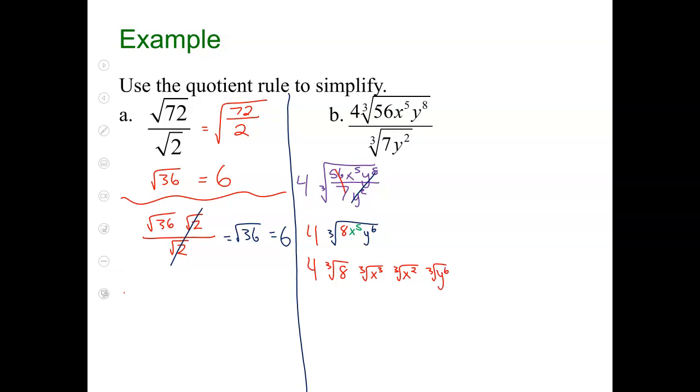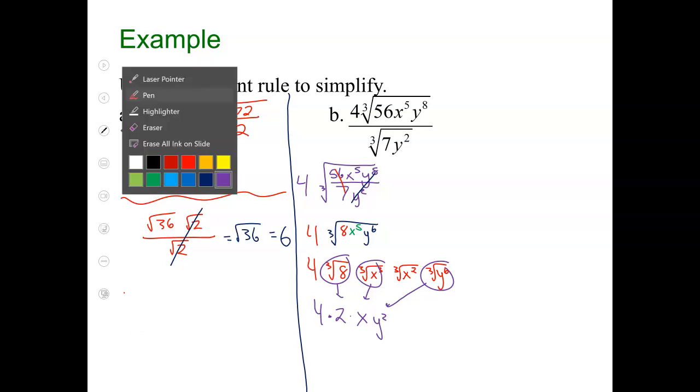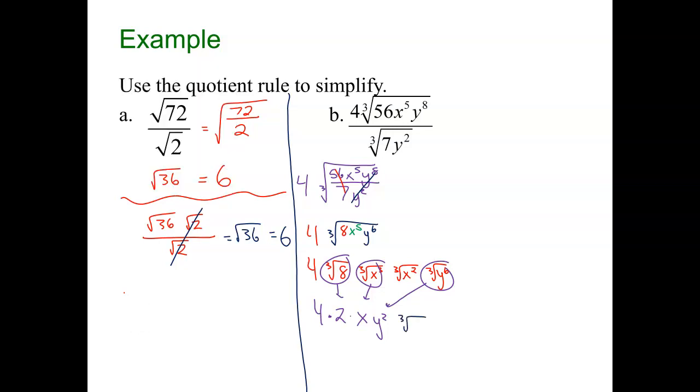So to finish that up, I've got 4 times, what's the cube root of 8? 2. Cube root of x to the 3rd is just x, since 3 divided by 3 is 1. And then cube root of y to the 6th is y squared. Simplified, simplified, simplified. I brought the 4 down, still left with the third root of x squared. Brought that down, brought down the 4. Just clean this up. What's 4 times 2? 8xy squared.